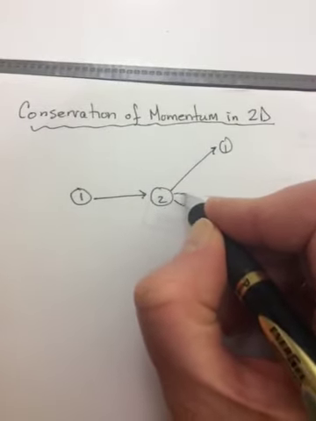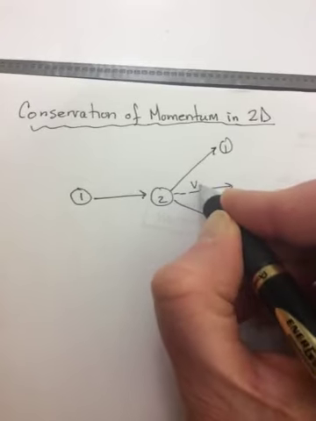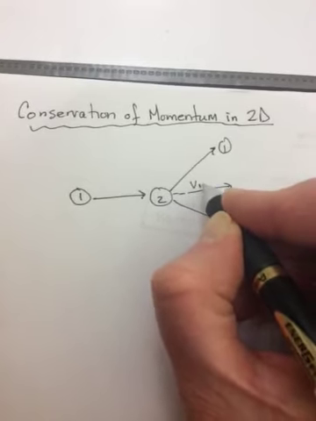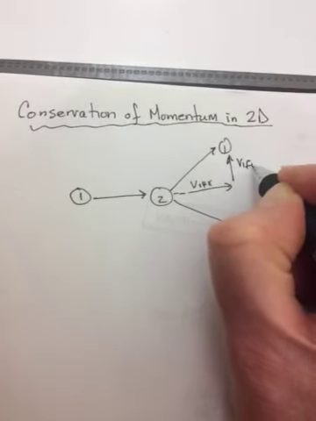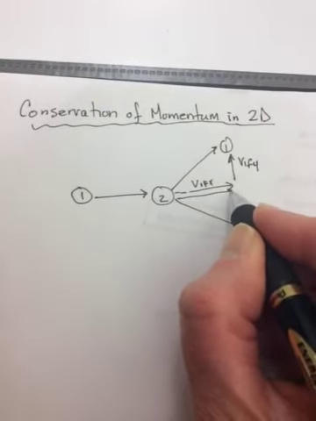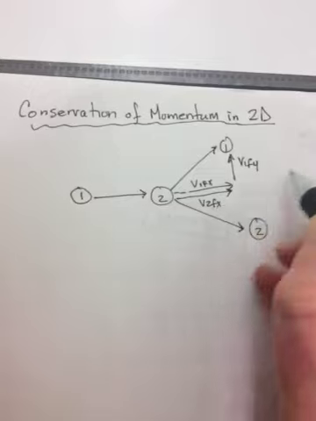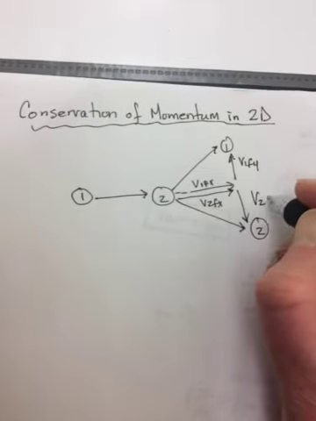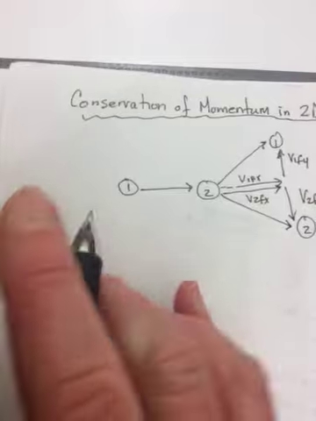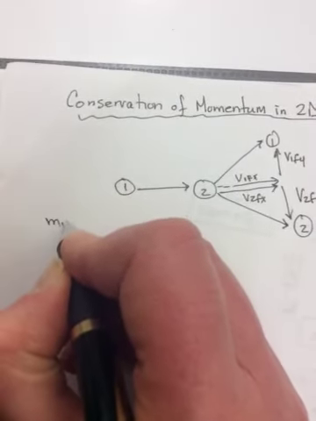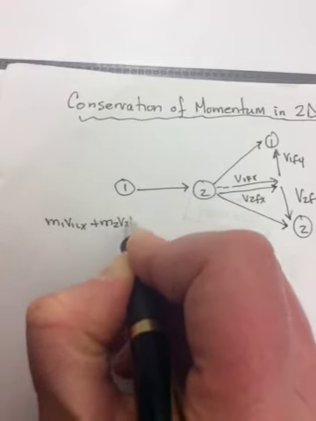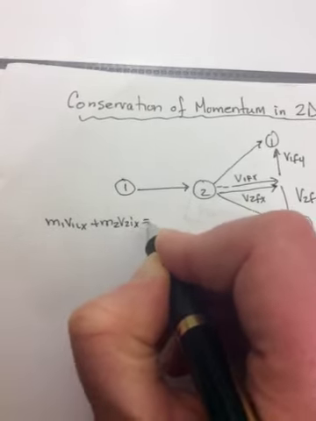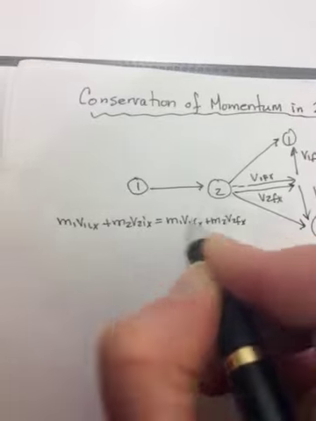this guy would have a component v1 final x and a component v1 final y. And this guy would have a component v2 final x and v2 final y. And so in this unit, we will use m1 v1 initial x plus m2 v2 initial x will equal m1 v1 final x plus m2 v2 final x.